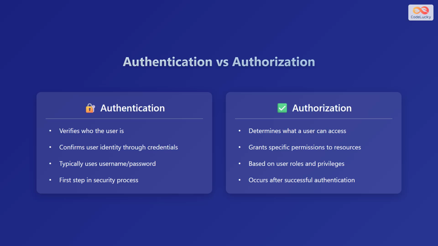Authentication is the process of verifying who a user is. It confirms a user's identity through credentials, typically a username and password. Authentication is the first step in the security process. Authorization, on the other hand, determines what an authenticated user can access. It grants specific permissions to resources based on user roles and privileges. Authorization occurs after successful authentication.